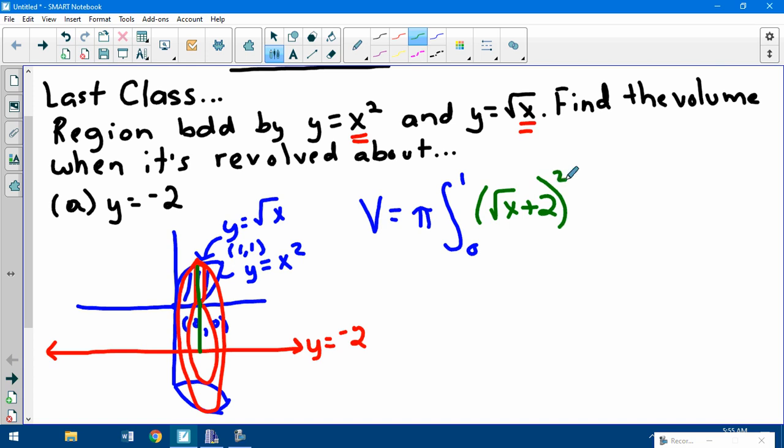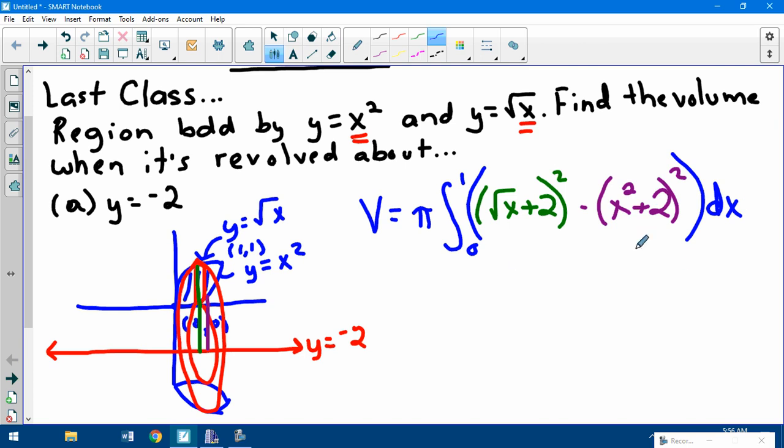We got to square that. Then we're going to subtract off our inner radius. So our inner radius would be going from our axis of rotation up to that lower curve, which is x squared. So what's your inner radius going to be? Hopefully you're saying x squared minus, or plus 2 minus negative 2, squared. Don't forget your dx at the end, because that's your height of your rectangles. Remember, it's pi r squared h minus pi inner r squared h. That's where it comes from.